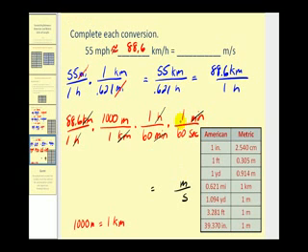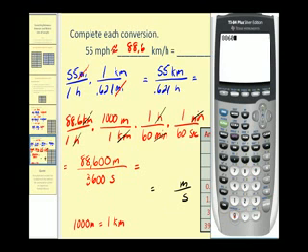So now we just have to find the product of these fractions. Our numerator is going to be 88.6 times 1,000 times 1 times 1. Multiplying the numerators together, we'd have 88,600 meters. Our denominator would be 1 times 1 times 60 times 60 seconds. That would be 3,600 seconds. Since we want our denominator to be 1 second, we'll just go ahead and divide this. So we'll have 88,600 divided by 3,600. Approximately 24.6 meters per second.